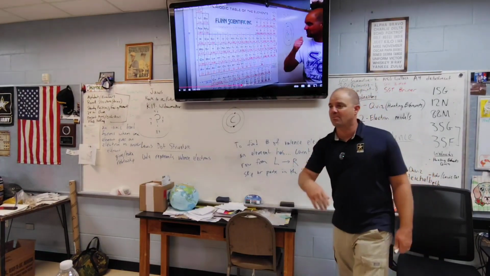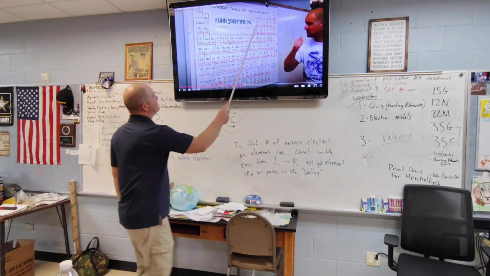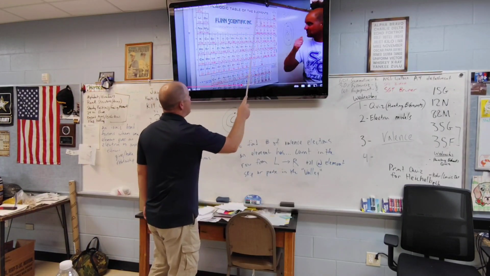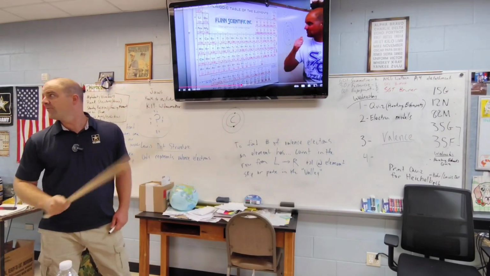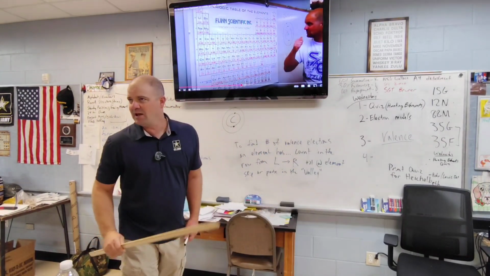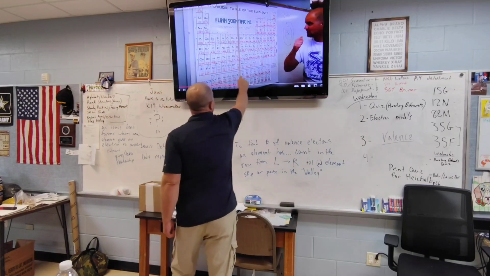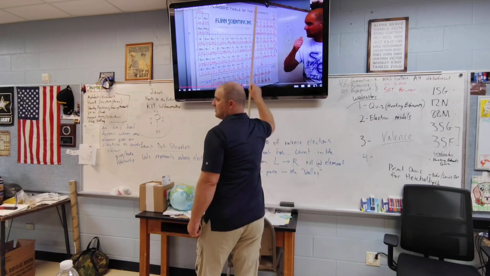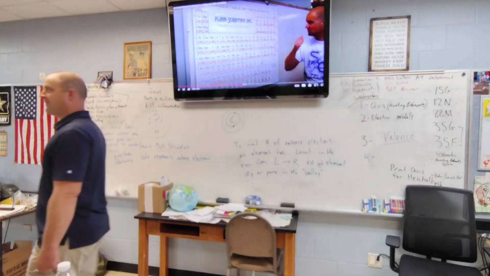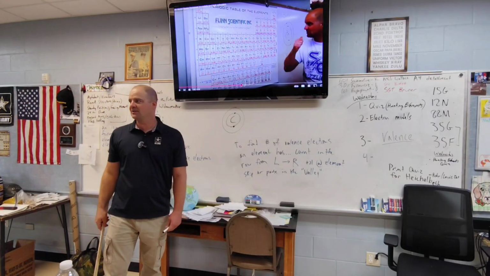You're going to find carbon. Here's carbon on the periodic table. And then you're going to count from left to right until you get to it, but you're going to pause in the valley. So you're going to go 1, 2, pause, 3, 4. It has 4 valence electrons. What in the heck am I talking about, valleys?